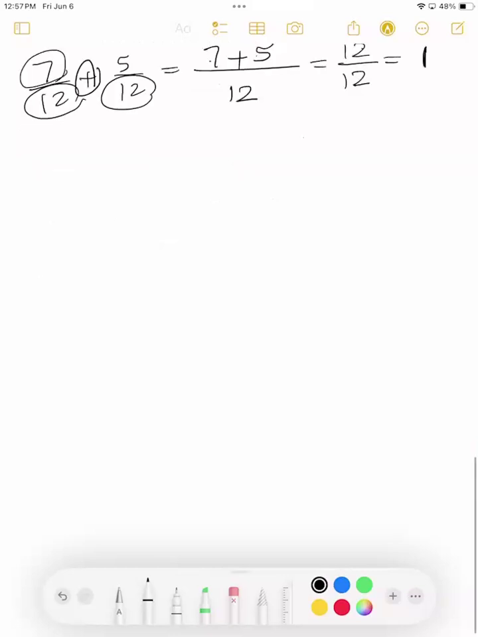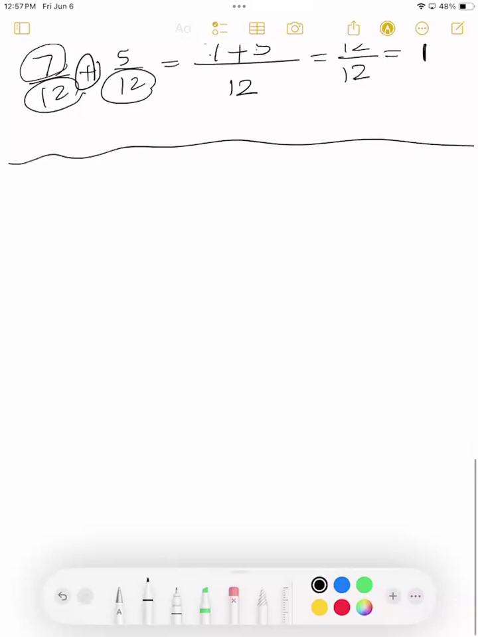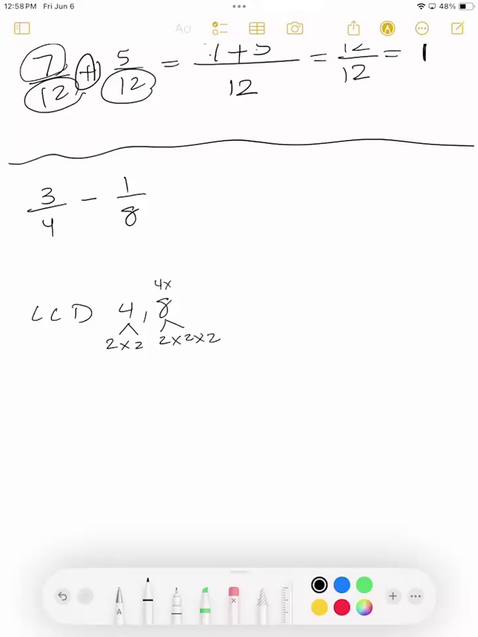What if the denominators are not the same? Like I have 3 over 4 minus 1 over 8. So you are going to find the least common denominator, which you find the same way as the least common multiple of 4 and 8. So the same way as before. You write 4 is 2 and 2. 8 is 2 and 4, but 4 is not prime. 4 is 2 times 2. This is 4 times 2, but 4 is not prime.